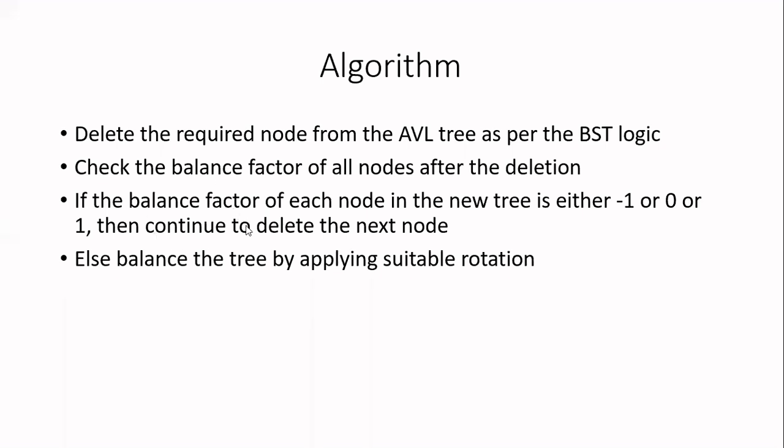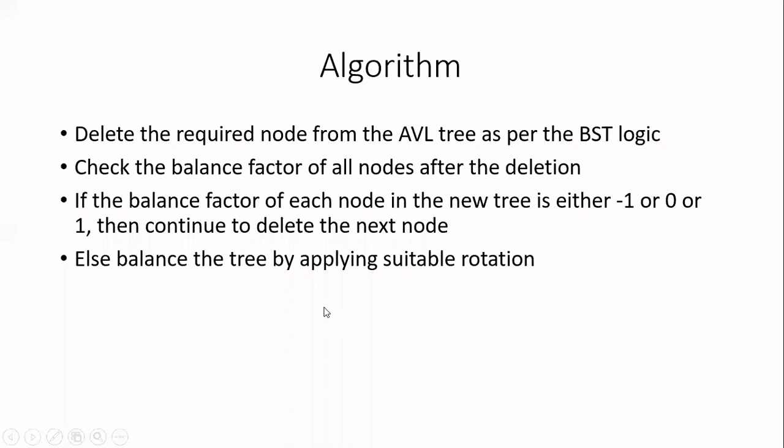And if the balance factor of each node in the new tree is also in the range -1 to 1, that is -1, 0 or 1, then you can go and continue the deletion of the next node. If not, some of the nodes are not balanced. So it is creating the height balance problem. So what you're going to do is you will be balancing the tree by applying suitable rotation. And in case of deletion, the rotation is slightly different. So this is the algorithm for performing deletion operation in an AVL tree.